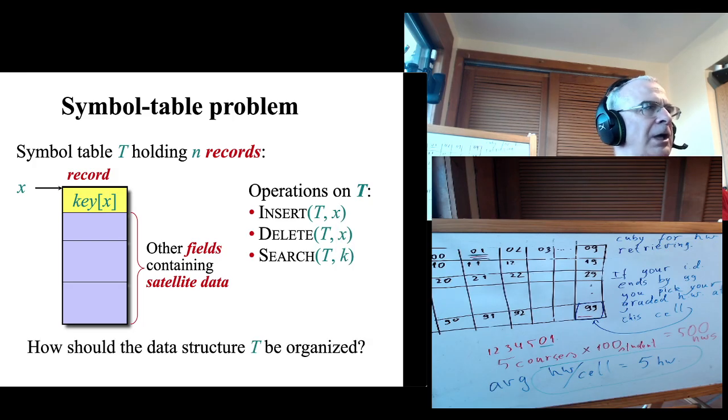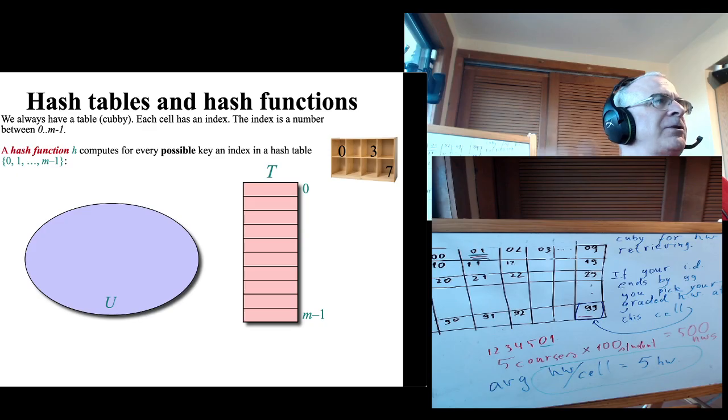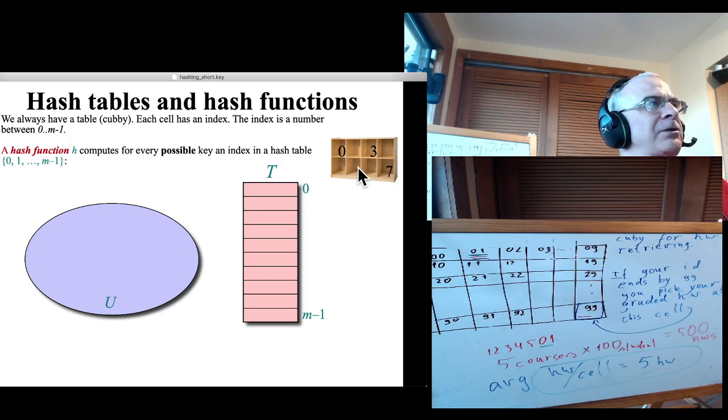And how should this data structure T be organized? Well, we'll use our cubby as before. Here is an example of the cubby, just smaller. Set numbers to each one of the cells, 0, 1, 2, 3, all the way up to, I have 8 cells over here. I'll always start counting at 0. The first cell will start at 0. And we'll start immediately with formalization.